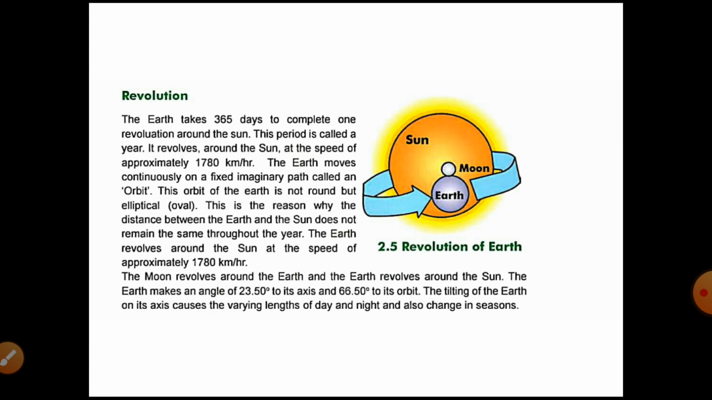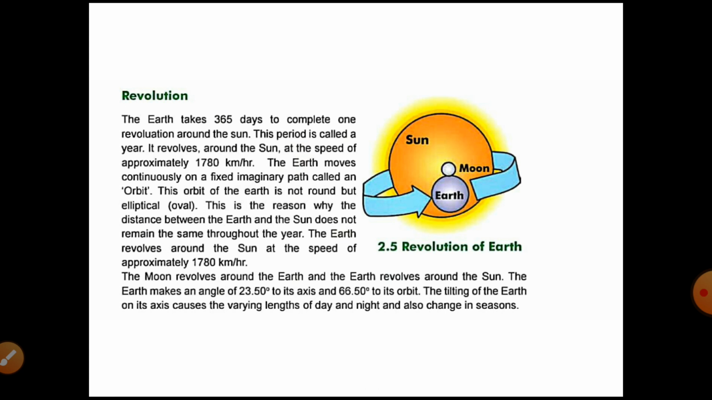It revolves around the sun at a speed of approximately 1780 km per hour. So what is the earth's speed while it is revolving around the sun? The speed of the earth is 1780 km per hour, which means the earth will cover 1780 km within 1 hour.